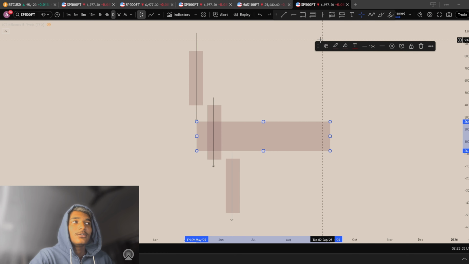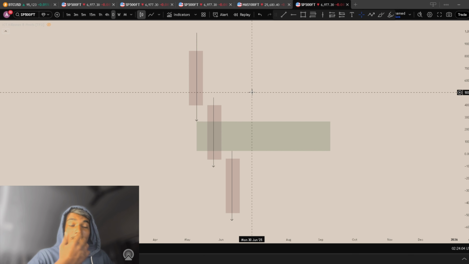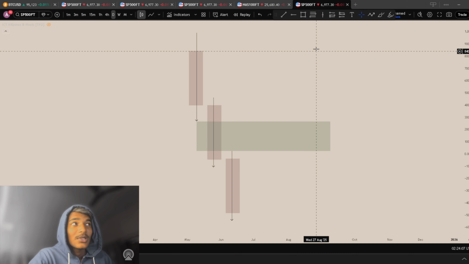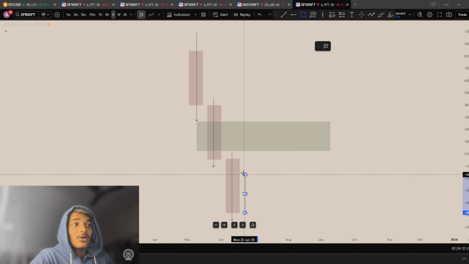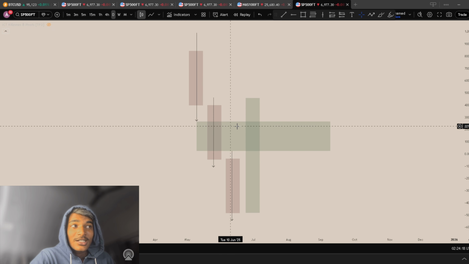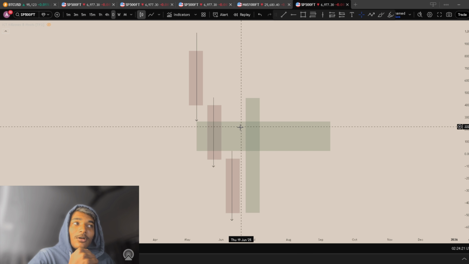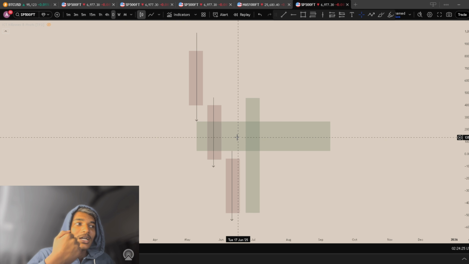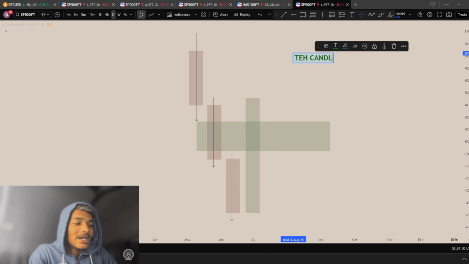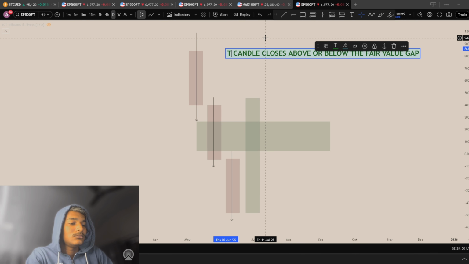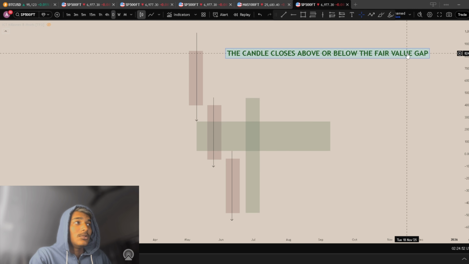Wait, let me change the color. And here is a bearish fair value gap, and when the next candle opens here, it goes all the way up and disrespects or fills the fair value gap, or inverses the fair value gap. The inversion of a fair value gap means the candle closes above or below the fair value gap.